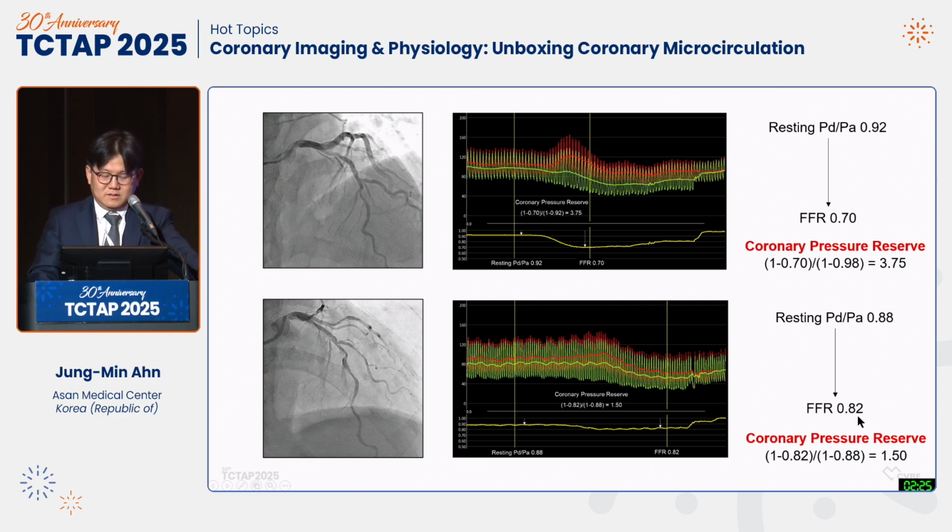Low patient, final FFR is 0.82. Coronary revascularization is not necessary, but CPR is only 0.5. So coronary pressure reserve is very low. We guess that this patient may have a higher mortality in the future.